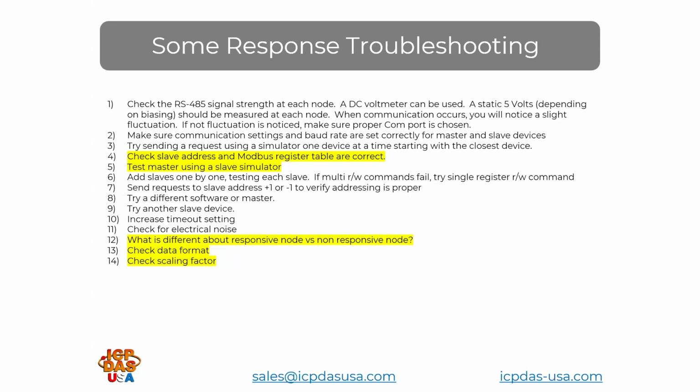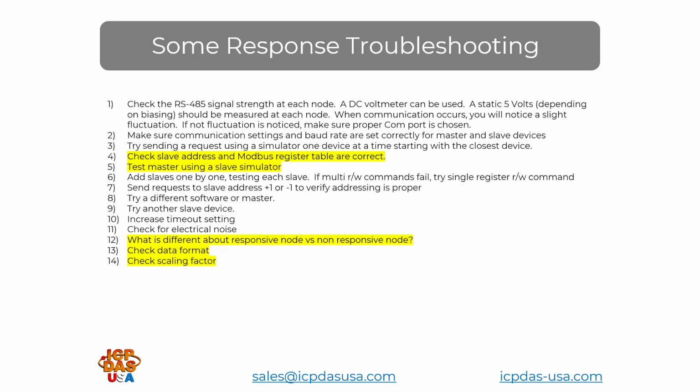help. You want to check the data format. Sometimes parity options can be skipped over. Maybe it's set for none, 8, 1 on the master side, but on the slave device it is not set correctly. Also, sometimes it's just simply scaling. If you get a response, that's usually a good thing.